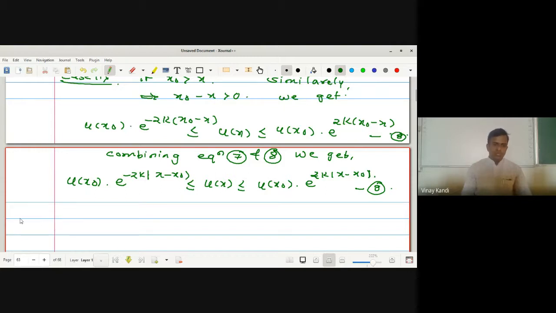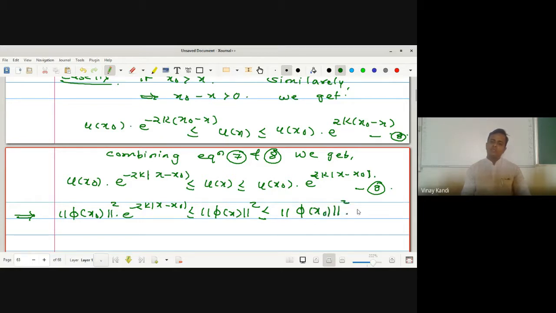So what is the u of x? It implies norm of phi of x naught, this is the value of square, into e raised to minus 2k mod of x minus x naught, less than or equal to norm of phi of x norm square, which is less than or equal to norm square of phi of x naught into e raised to plus 2k mod of x minus x naught.